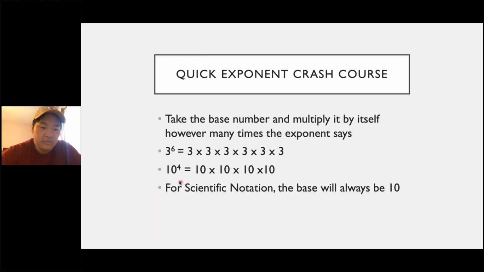Scientific notation usually varies the exponent. So instead of the 4th power, it might be the 10th power, like we saw before. It could be something tiny, like a -5. But for now, we'll just go off that the base will always be 10 for scientific notation.